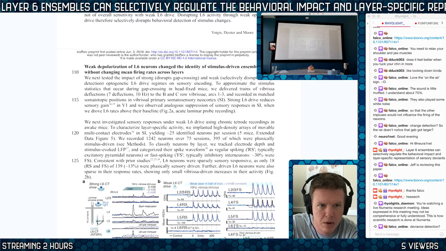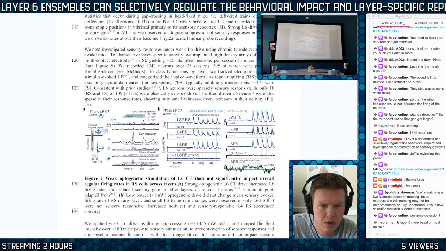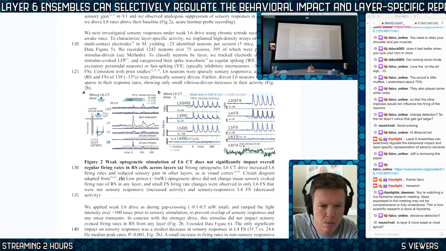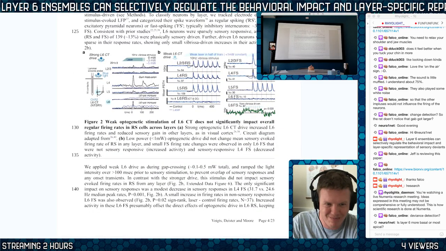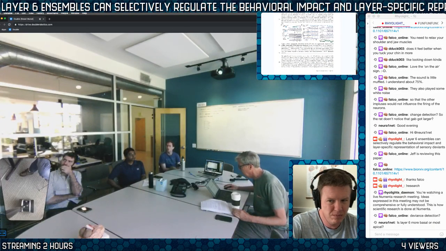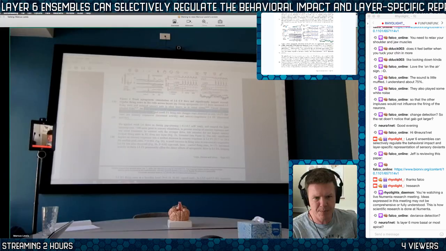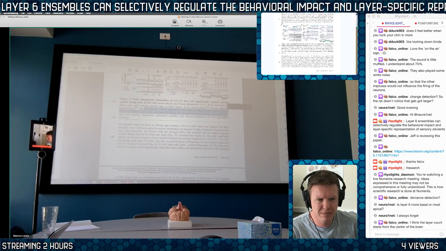And this they determined by doing this tetrode recording. And of course they have to distinguish between regular spiking neurons, which are like excitatory neurons, and fast spiking neurons, which are generally assumed to be inhibitory neurons. Lots and lots of detail here, which I really don't want to mention. Then down here, they're showing strong layer six activation decreased firing rates and reduced sensory gain at other levels, as in the visual cortex. But the low power ones did not change mean sensory evoked firing rate of any of the regular spiking neurons in any layer, and small fast spiking firing rate changes were observed only in layer six fast spiking, but not sensory responsive.